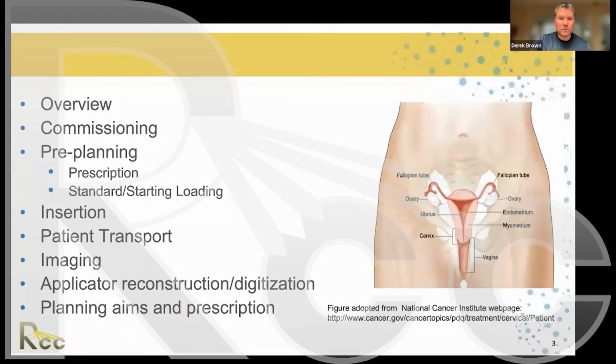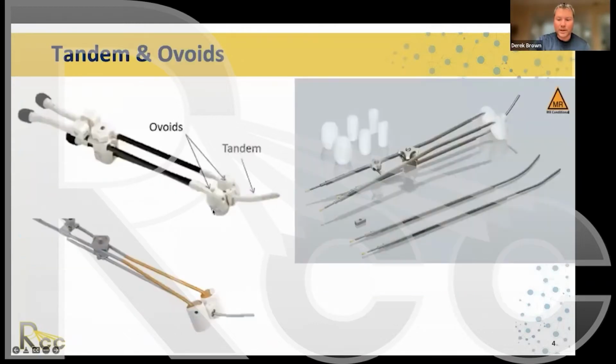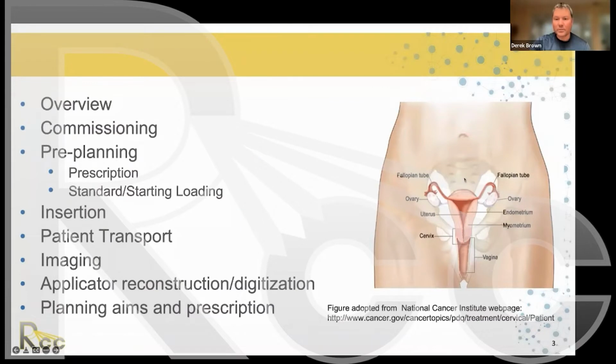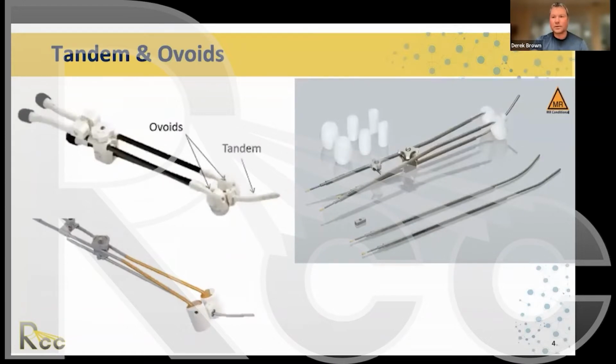So last week, we were looking at treating the intact vagina when the uterus had been removed or when the patient had had a hysterectomy. This week, we're going to be looking at treating the cervix and the uterus. So this is with intact cervix and uterus. We're looking at treating those as opposed to the vaginal wall or vaginal cuff, like we were talking about last week. So here's what Tandem and Ovoid look like.